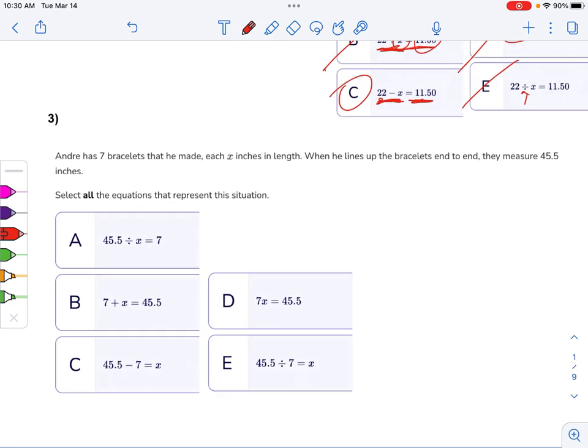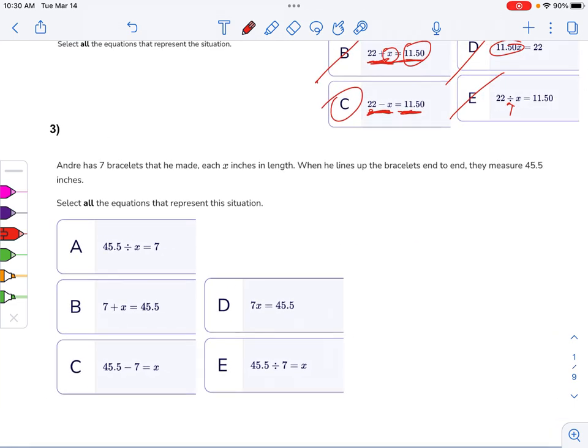Why don't you press pause and give it a try. Sandra had 7 bracelets. Okay, so that's important. Made each are x inches long.